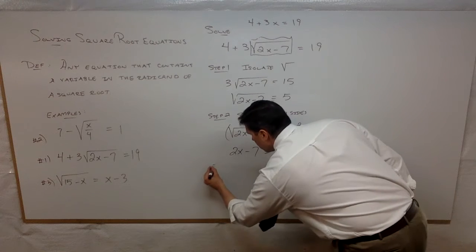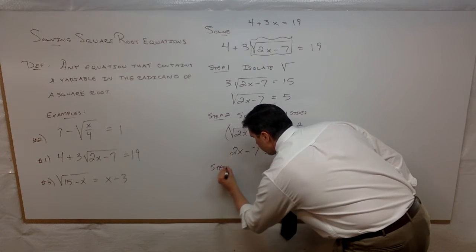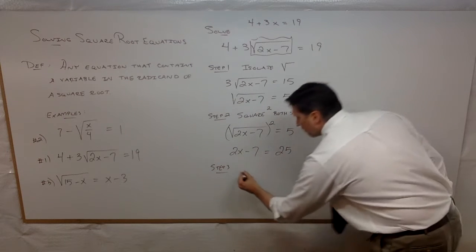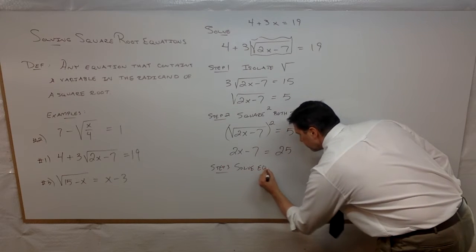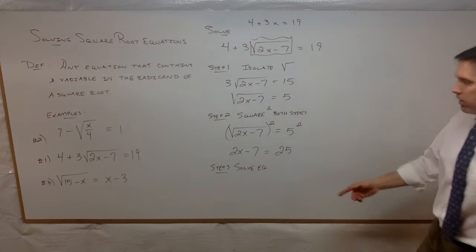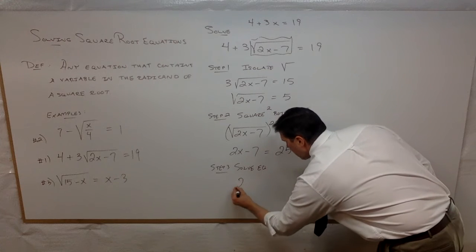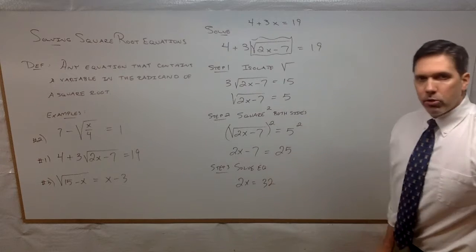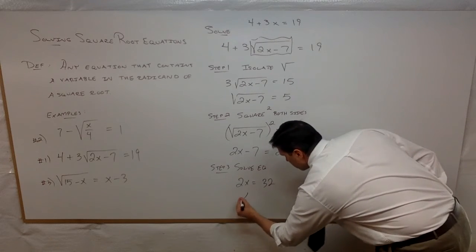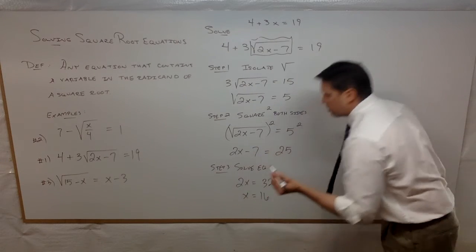So in step 3, you've got to solve that equation. So how do you solve that? Very easily. You add 7 to both sides. 2x equals 32. Divide both sides by 2, and x equals 16.